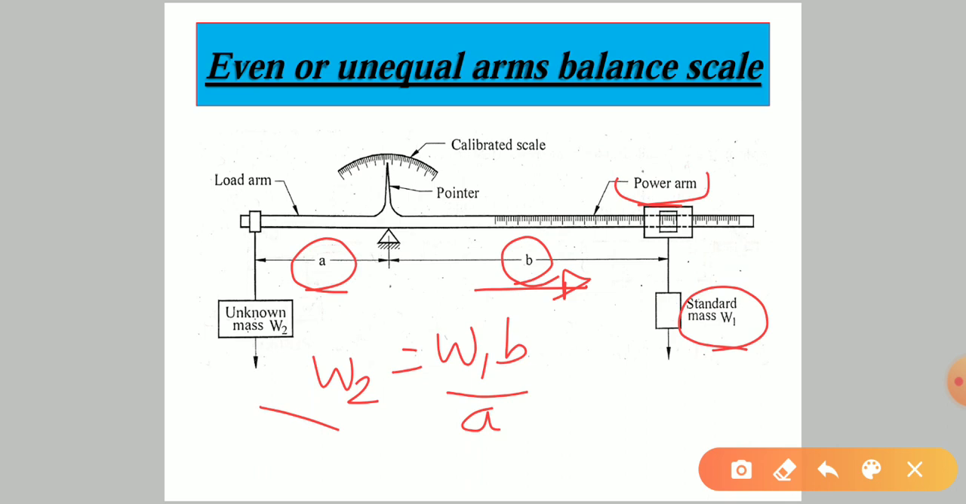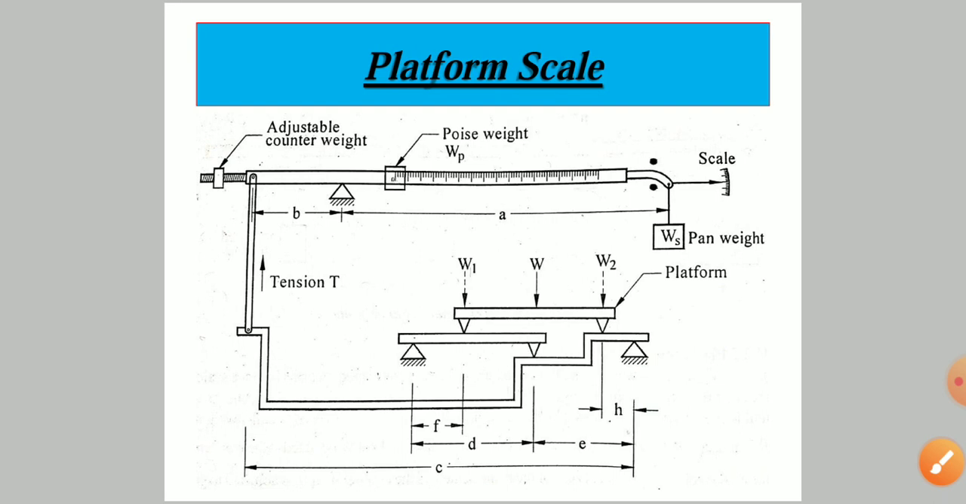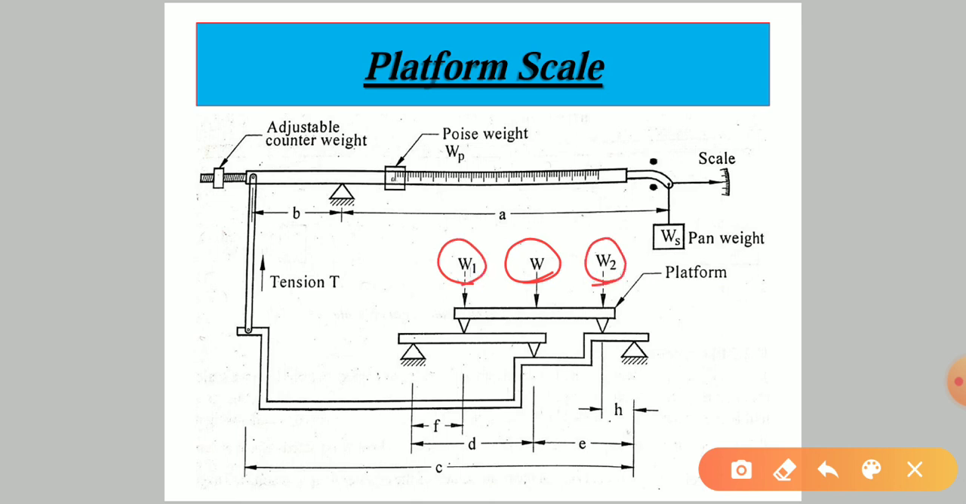Next is the platform scale. When large weights are to be measured, equal and unequal arm balance scales are not suitable. In such a case, the platform scale is used, as shown in the figure. It consists of a multi-level system. Here there are various levels. In this system, a large weight W, which is to be measured, is divided into smaller weights W1 and W2.